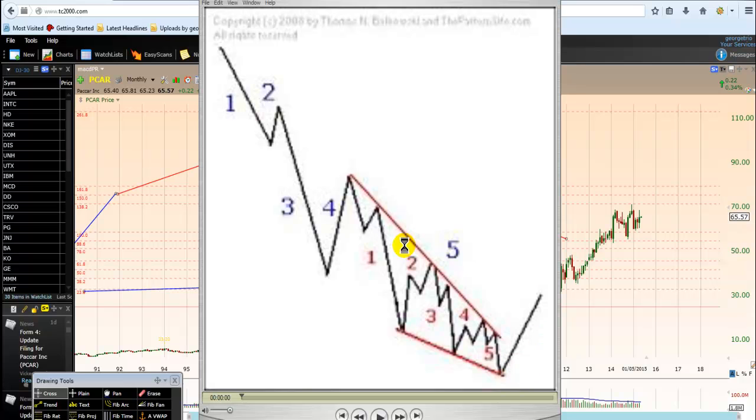Whenever you see a triangle, it's always a warning. Do not forget that. Whenever you see a triangle, it's giving us a warning. But this triangle is so important that you cannot afford to ignore it.